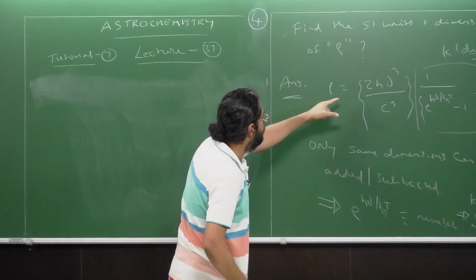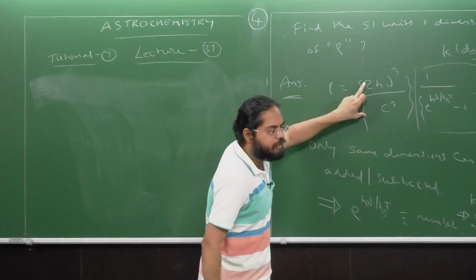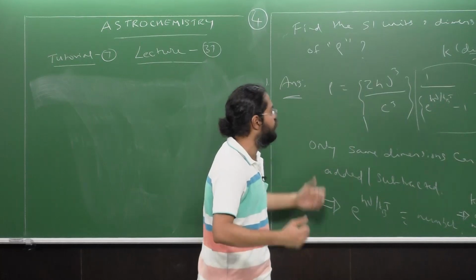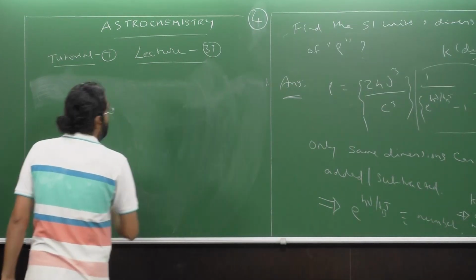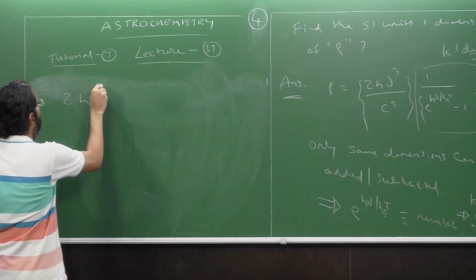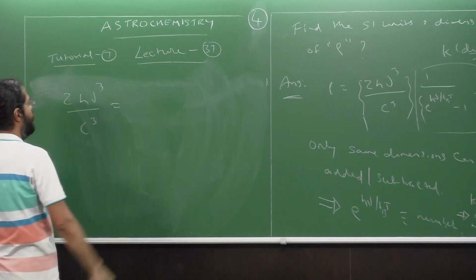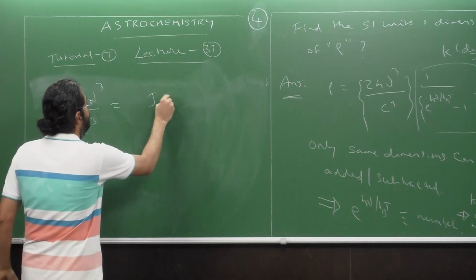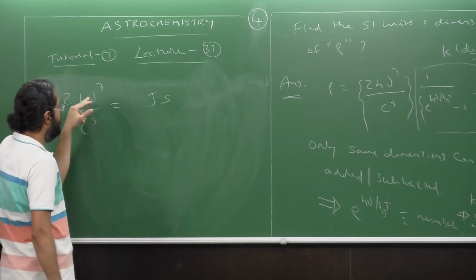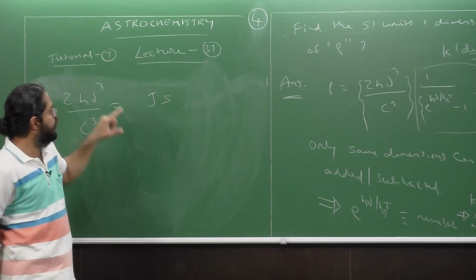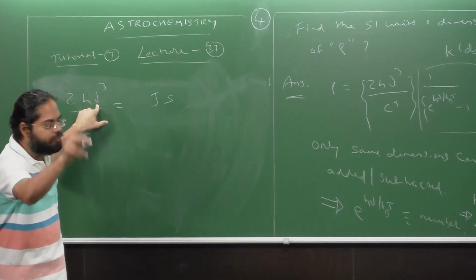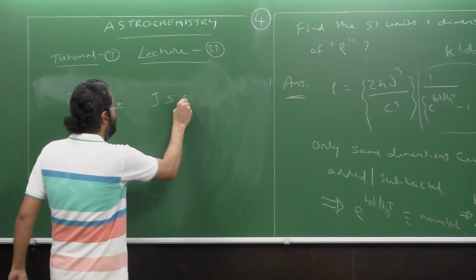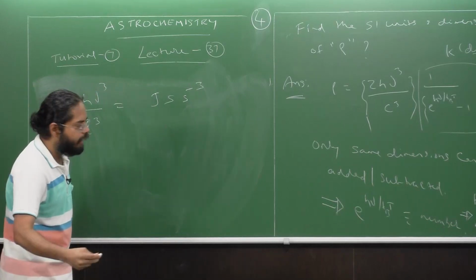So this is page 4. I just have to worry about this quantity right here, 2h nu cube by c cube. As always, my 2h nu cube by c cube is going to be, h is the Planck constant, which is joule seconds. And nu cube: nu is per second, that is, frequency is per second. So nu cube is going to be s to the power minus 3.